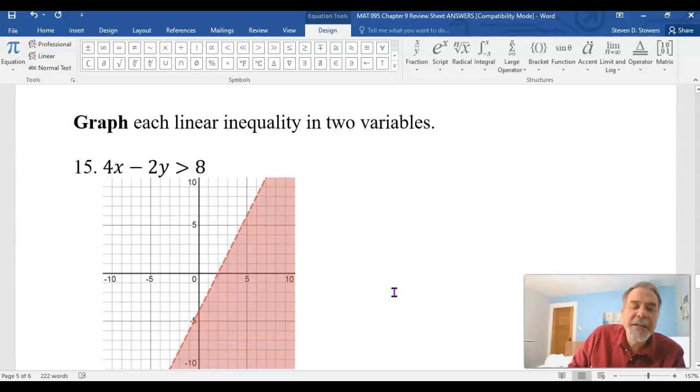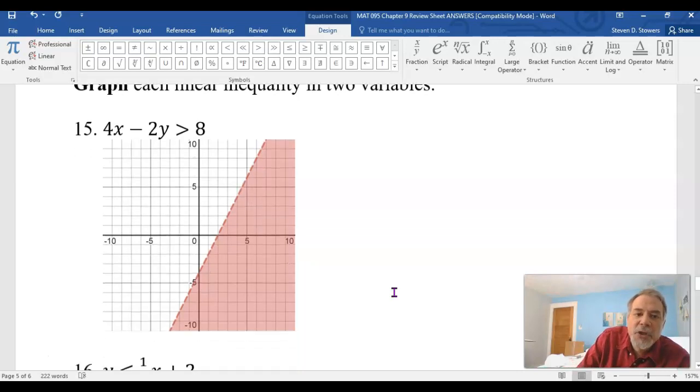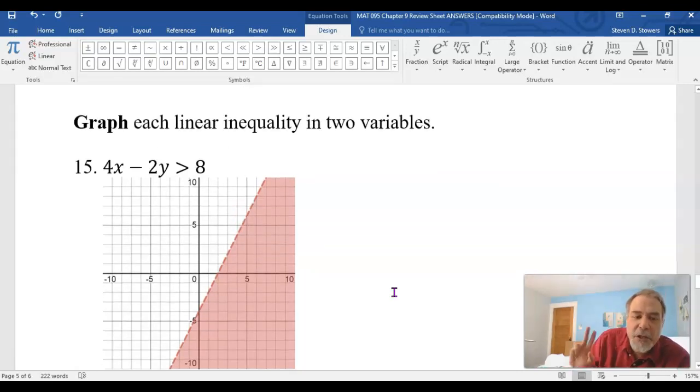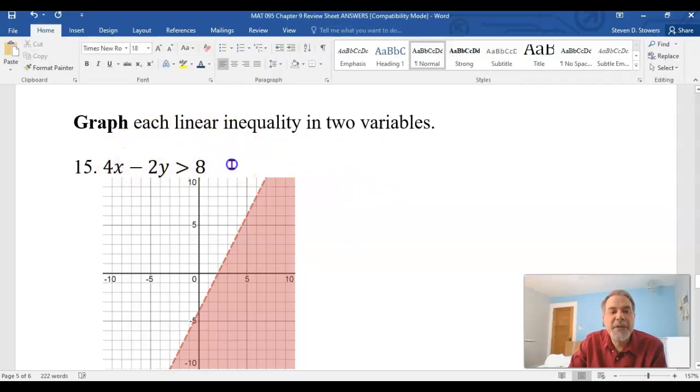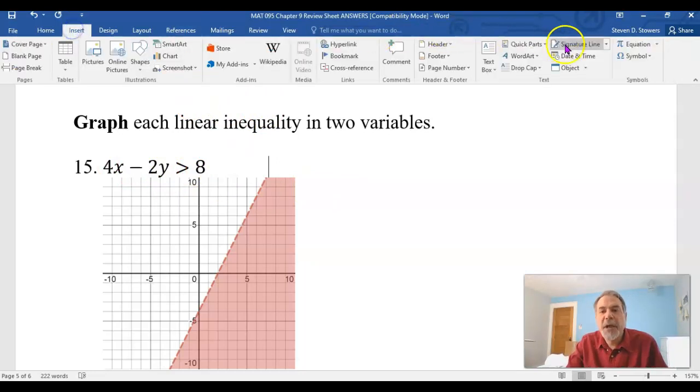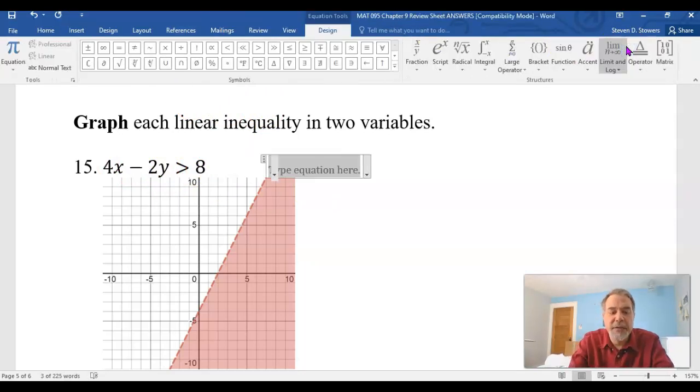Now, graphing linear inequalities in two variables. So now we're looking at inequalities that have x and y both in them, and we're looking at the two-dimensional graph. So remember, when we do that kind of thing, it's a two-step process. Step 1 is to graph the line where the equation would be true. So we would be graphing the equation 4x minus 2y equals 8.